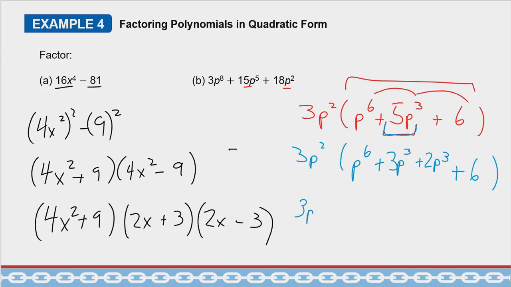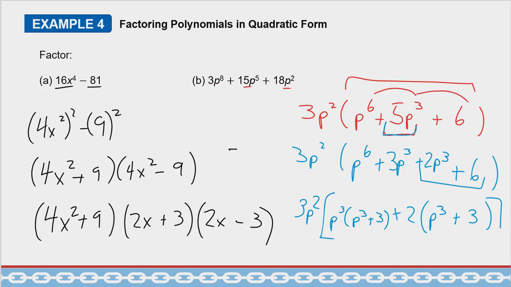So 3p squared is going to come down. And I am going to factor these two terms. Well, they're both divisible by 2. So that's all I can factor out there, is p to the 3rd plus 3. So over here, I also need that factor of p to the 3rd plus 3. And what I can factor out is a p to the 3rd.